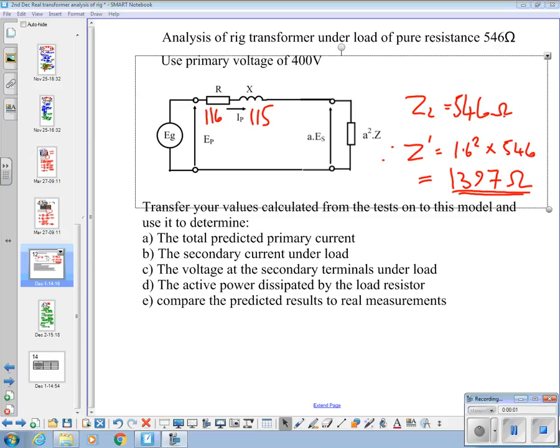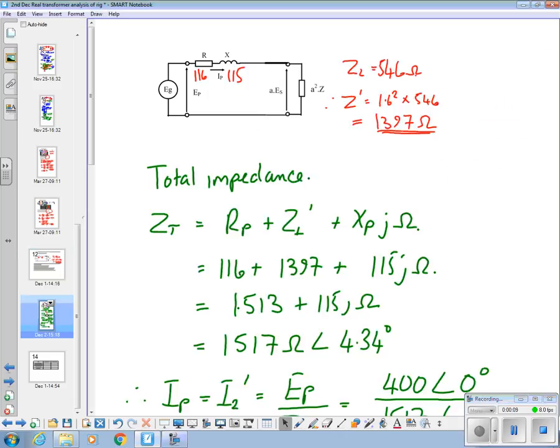Watching a video, just go through the calculations. So the first thing to do was to calculate the total impedance. So we work on that to get the total impedance in rectangular form, 1513 plus 115j ohms, and then put that in polar form for our future calculations, 1517 at angle 4.34 degrees.